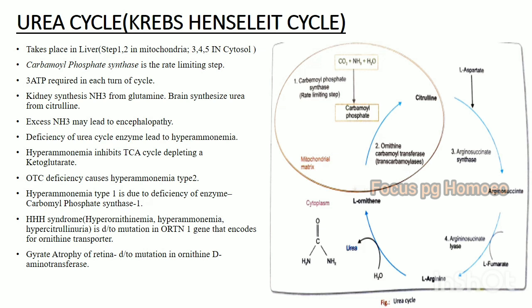OTC deficiency, that is ornithine transcarbamylase deficiency, causes hyperammonemia type 2, the enzyme present here in the urea cycle. Hyperammonemia type 1 is due to deficiency of the enzyme carbamoyl phosphate synthase, present here in the cycle. HHH syndrome, that is hyperornithinemia, hyperammonemia and homocitrullinuria, is due to mutation in the ORNT1 gene that encodes for ornithine transporters. Gyrate atrophy of the retina is due to mutation in ornithine delta-aminotransferase.